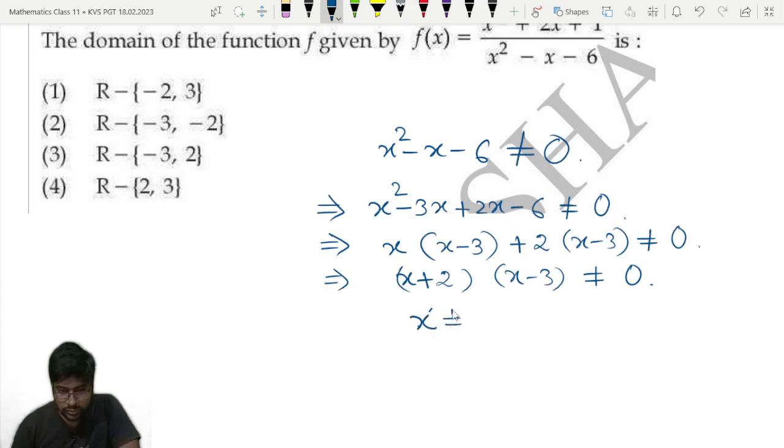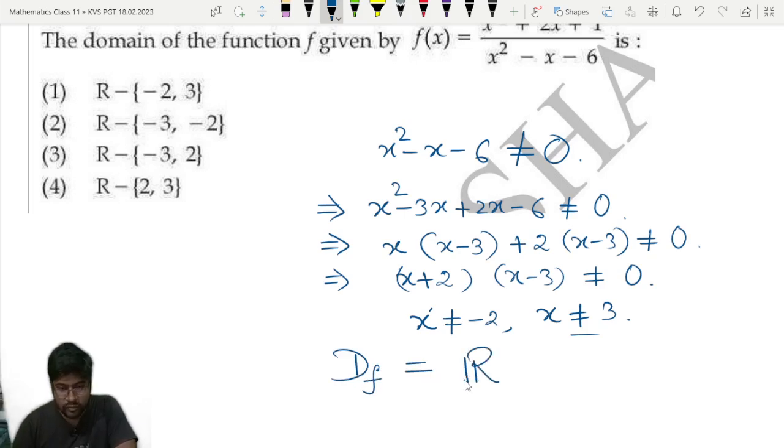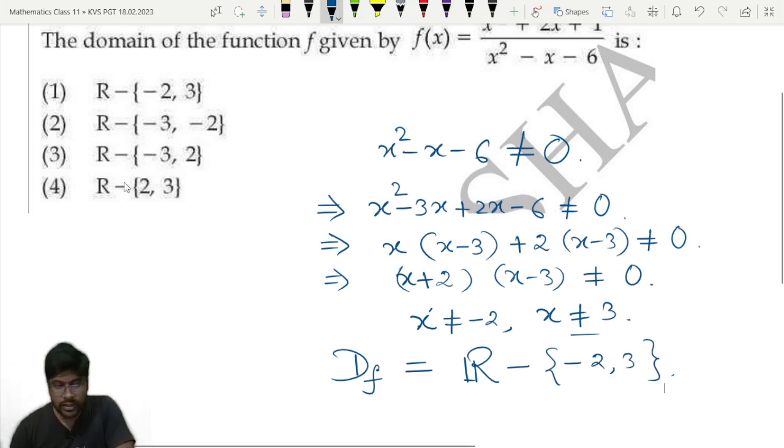So x is not equal to minus 2 and x is not equal to 3. That means the domain of the function, if I denote it by D, domain of f, D_f, will be equal to the set of all real numbers except these points, minus 2 and 3. So which option is correct? Option 1 is the correct answer, minus 2 comma 3.